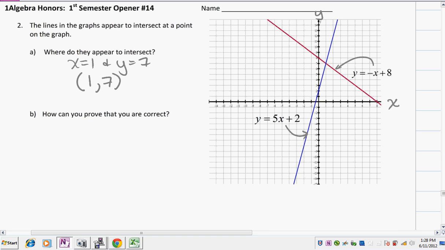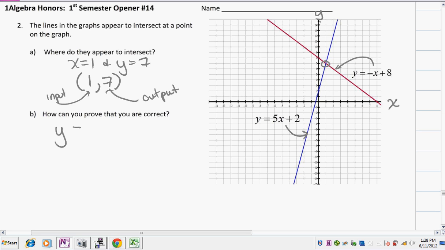So, how can you prove that that is in fact where it is, and that it's not slightly to the left or slightly to the right, or that my label is wrong? How do I know my eyes aren't playing tricks on me? Well, remember that my input is 1, and my output is 7. When I put 1 in for x, I get 7 out for y. Is that true for both of these?